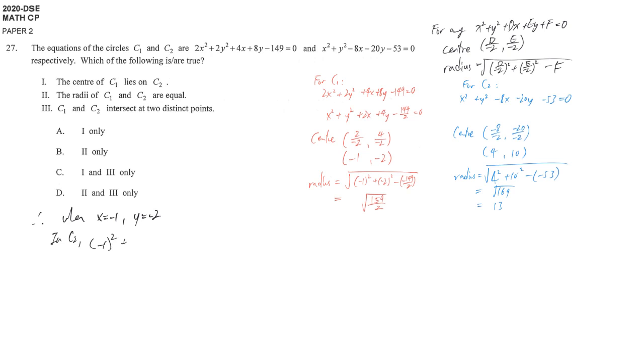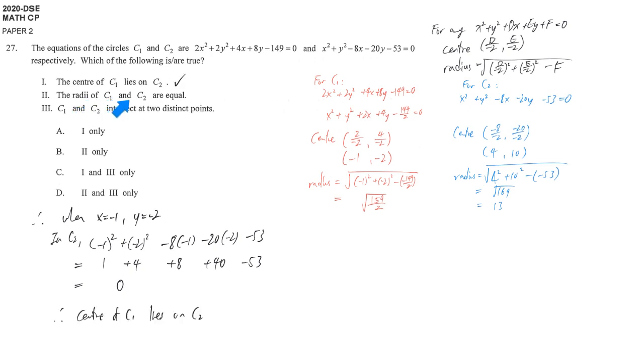Negative 1 bracket square plus negative 2 bracket square minus 8 times of negative 1 minus 20 times of negative 2 minus 53. Don't write is equal to 0 because we are not sure at this moment. Oh, it's really equal to 0, which means that it's fulfilled this requirement. At that position, then left hand side will equal to right hand side. Therefore, we say that it's lie on. We accept the first statement.